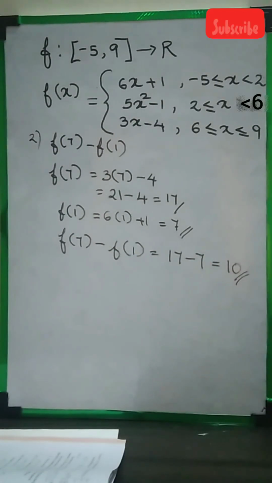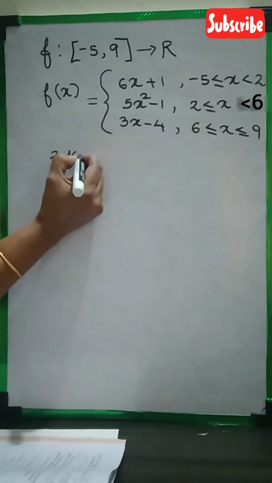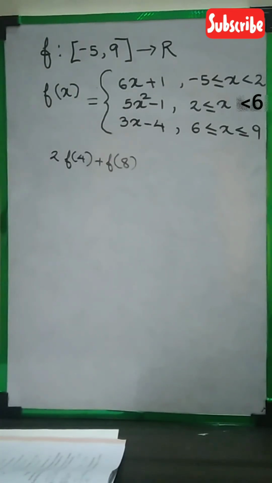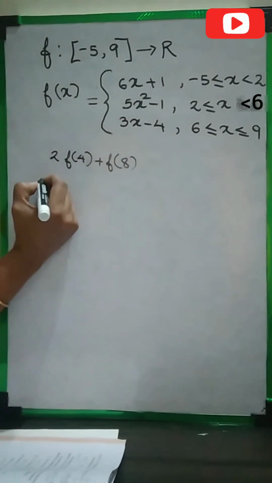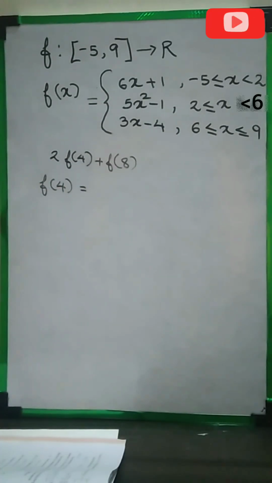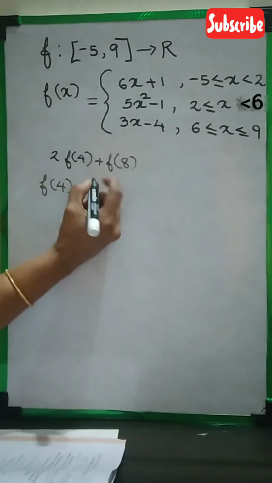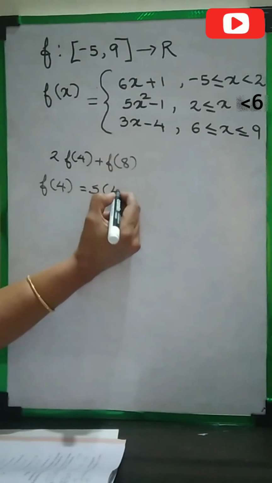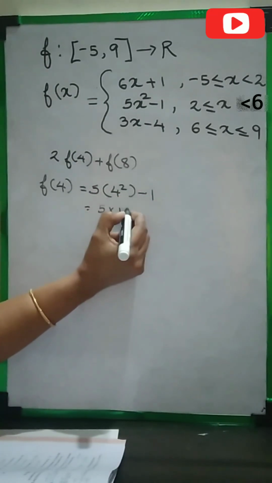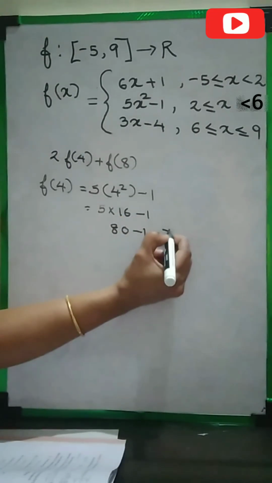Okay. Now next question. Third one வந்து 2 into f of 4 plus f of 8. Okay. 2 into f of 4 plus f of 8. Now what is f of 4? F of 4 is equal to 4 வந்து எந்த interval வரும்? இங்க வரும். That is 5x square minus 1. That is 5 into 4 square minus 1 வரும். It is equal to 5 into 16 minus 1. That is 80 minus 1 is equal to 79.